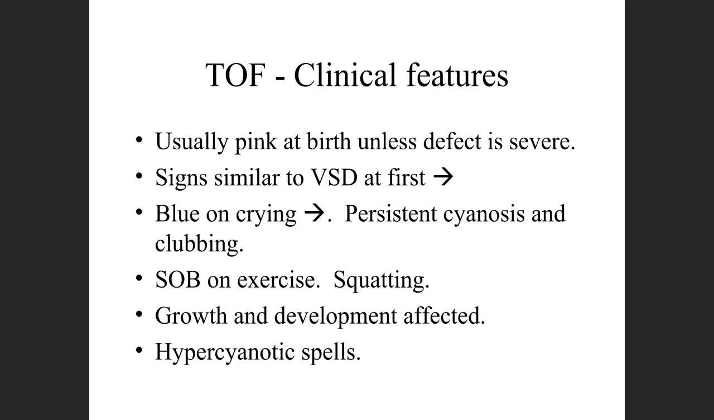Then after a few weeks and sometimes months of life, these patients are observed to go blue on crying, because when there is crying, there is a greater obstruction to the flow of blood into the pulmonary circulation. So there's a greater flow of deoxygenated blood from the right ventricle going across the ventricular septal defect into the left ventricle and into the aorta. And then over time, the patients become persistently cyanosed all the time, and they develop clubbing of the fingers and toes.